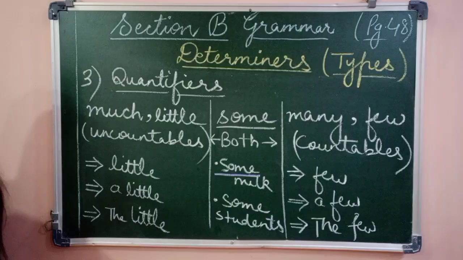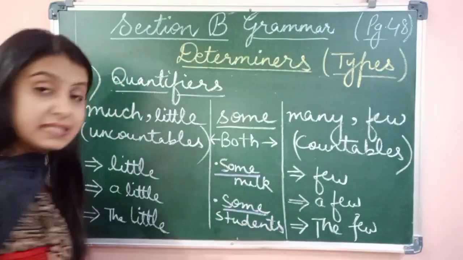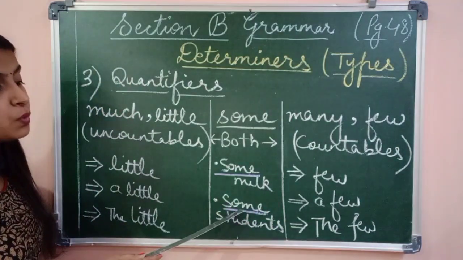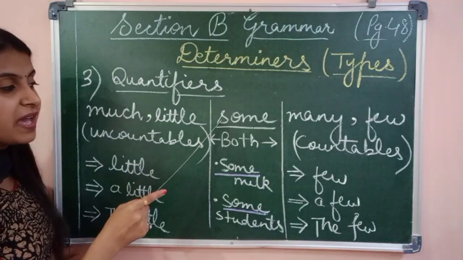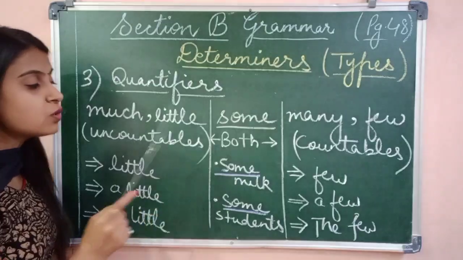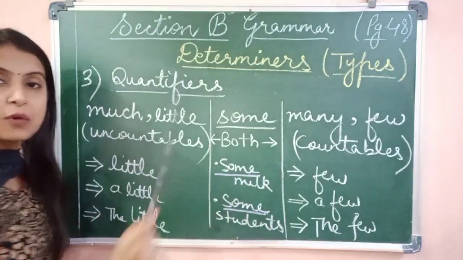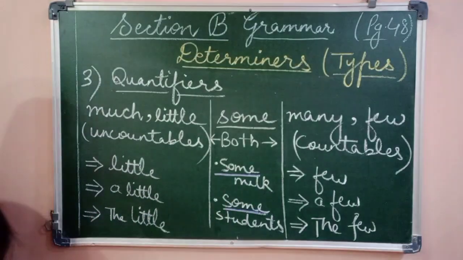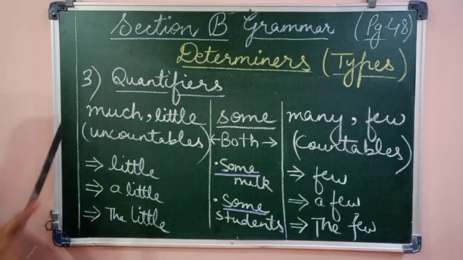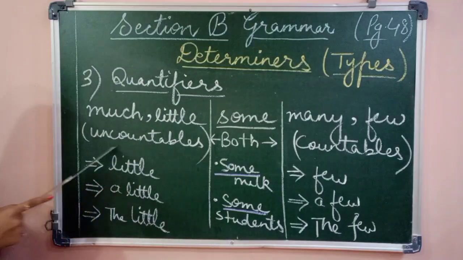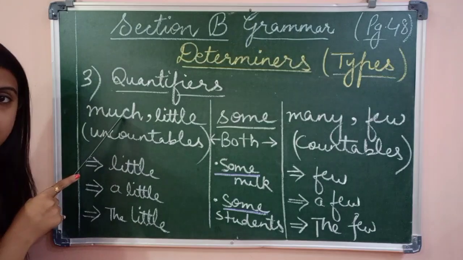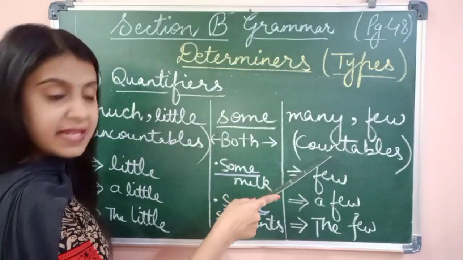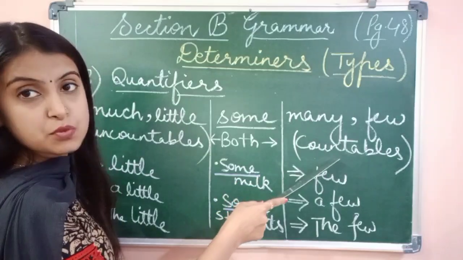Some students. Can students be counted? Yes, we have used some before students. So some is a quantifier that can be used both with uncountables and countables together. Now, much and little can only be used with uncountables. You cannot say I have much friends. You will say I have many friends. Many is used with countable nouns.